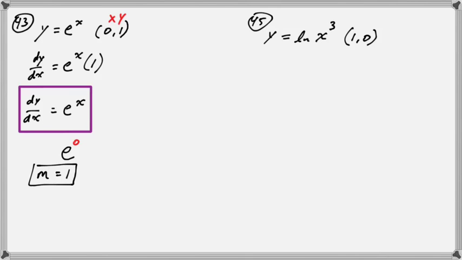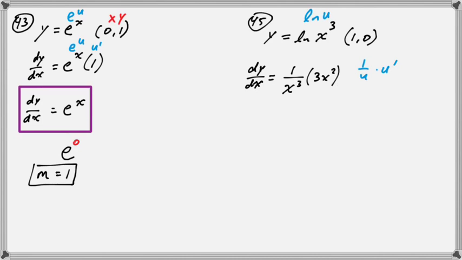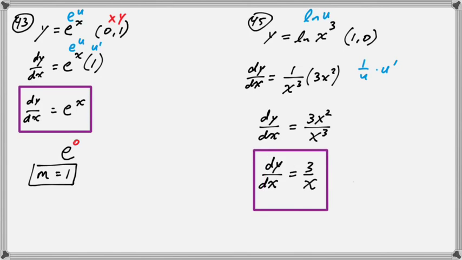Again, the derivative of e to the u is e to the u times u prime. The derivative of natural log of u is 1 over u times u prime. So what's this derivative going to be? 1 over u times u prime. If you simplify that, it should become just 3 over x. So I believe this becomes 3 over x for its derivative.